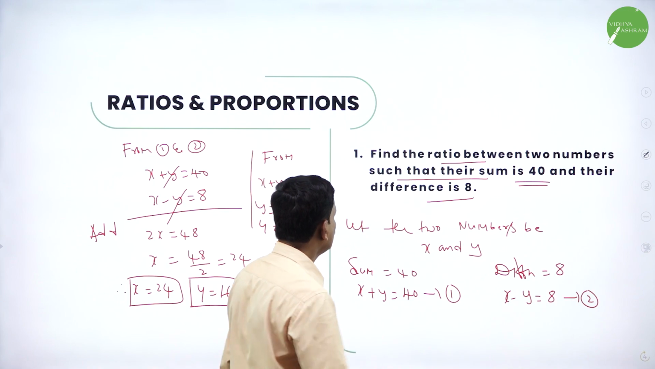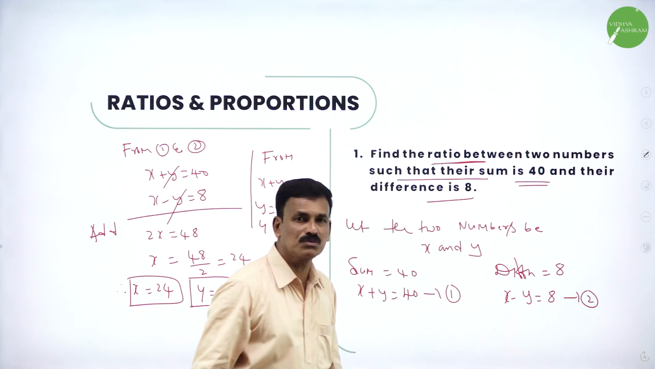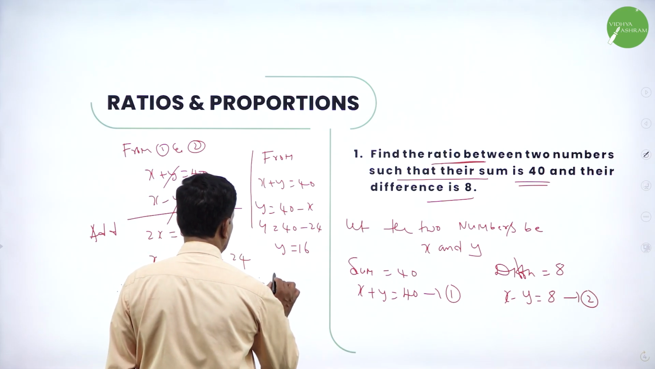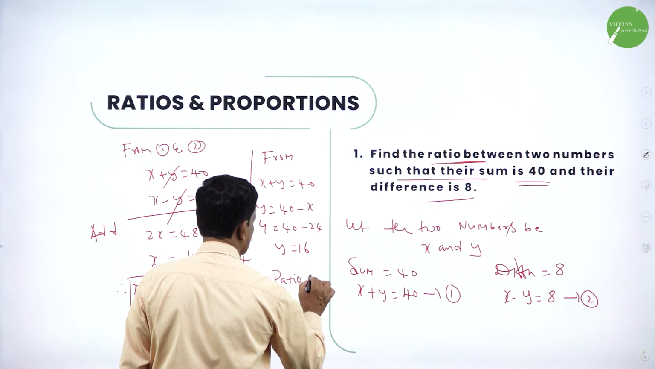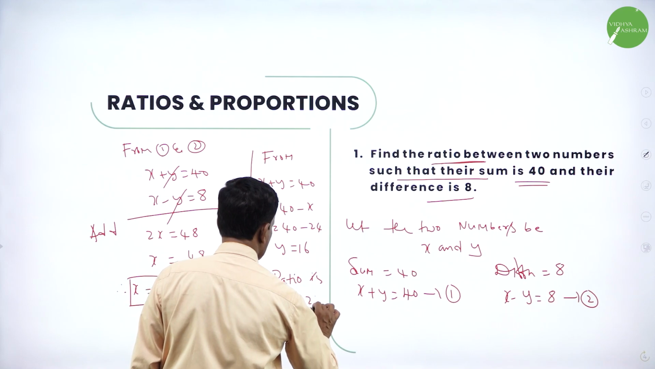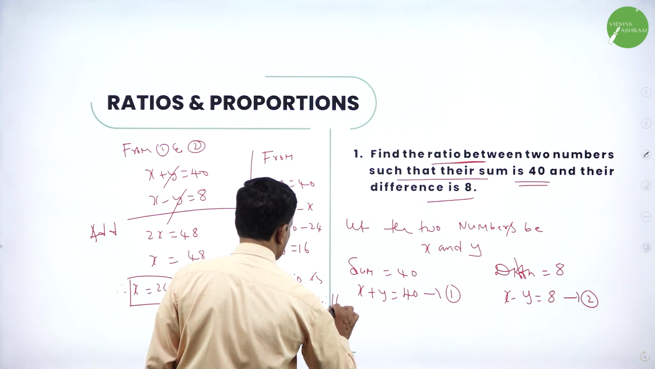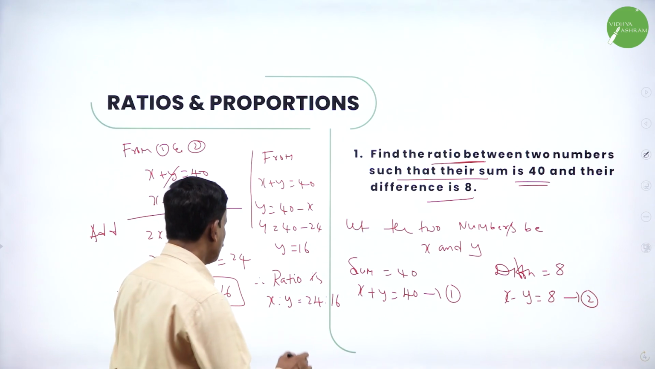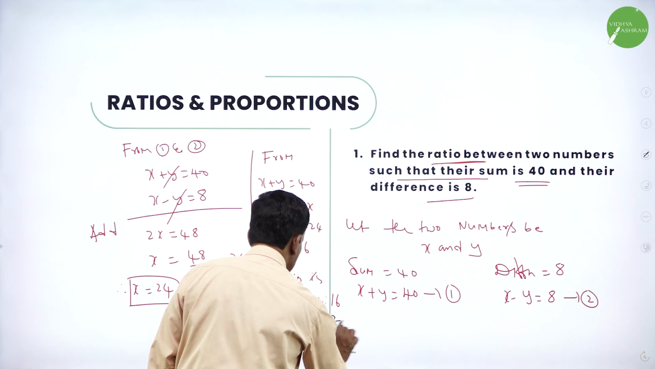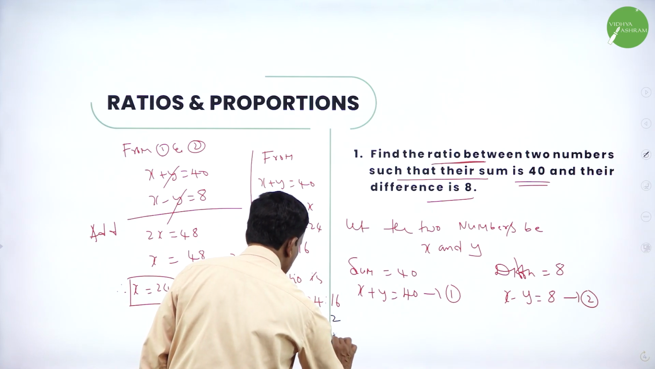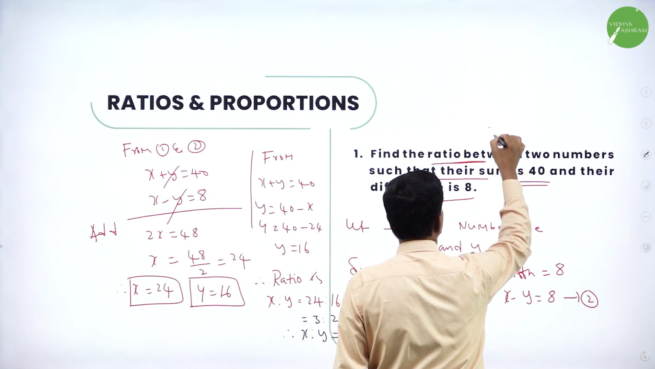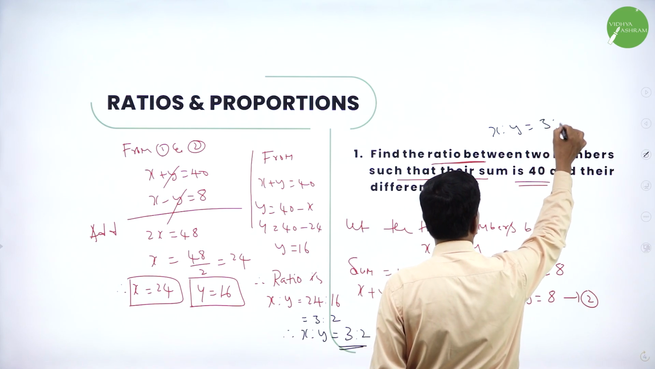Now what is required to find? The ratio is to be determined, the ratio between these two numbers. So the required ratio is X is to Y, that is nothing but 24 is to 16. Now if you want, you can divide. If you divide by 8, this is equal to 8 threes are 24 and 8 twos are 16. So the required ratio X is to Y is equal to 3 is to 2. That's all.